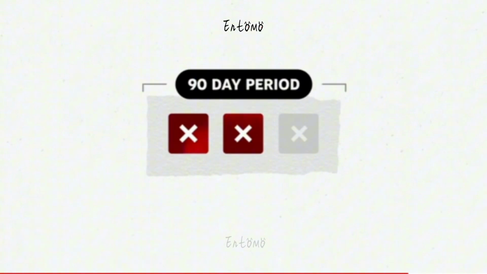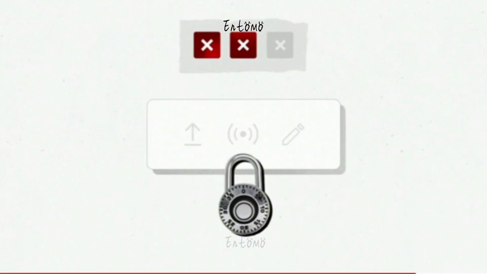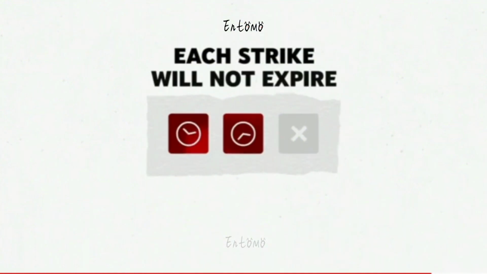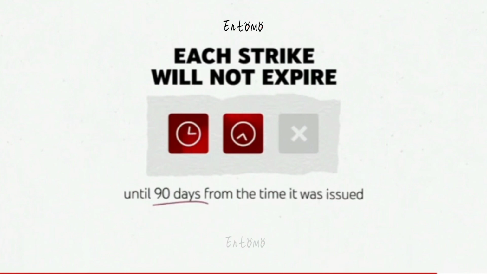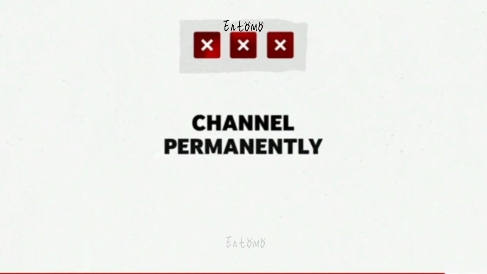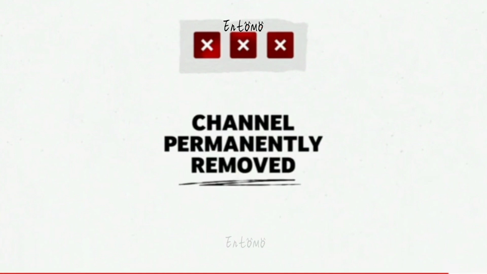If you get a second strike within the same 90-day period as your first strike, you will not be allowed to post content for 2 weeks. If there are no further issues after the 2-week period, we restore full privileges automatically. Each strike will not expire until 90 days from the time it was issued. 3 strikes in the same 90-day period results in your channel being permanently removed from YouTube.